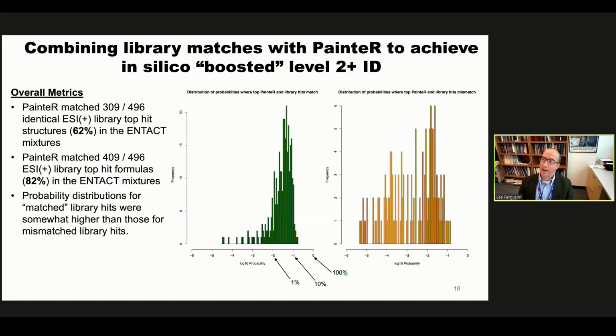If we take a look at how this is giving us results in our analysis of the NTAC samples, in this case, if we test versus our library matches that we generated using our combined mass spectral libraries, 62% of the time our in silico fragmentation algorithm gives us the same answer as our library top match, and in 82%, we get the same formula.